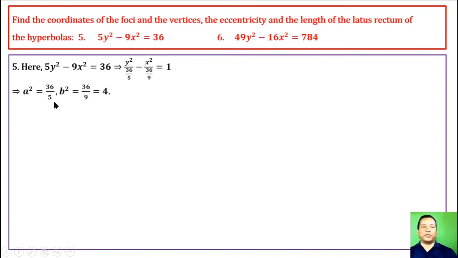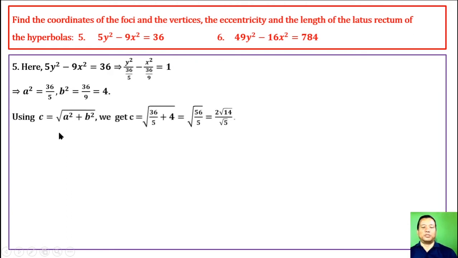Comparing with the standard equation, we get a square is 36 by 5, b square is 36 by 9, that is 4. Using c equal to root over a square plus b square, we get c equal to square root of 36 by 5 plus 4, that is 2 times root over 14 by root over 5. Foci, as y foci becomes this.